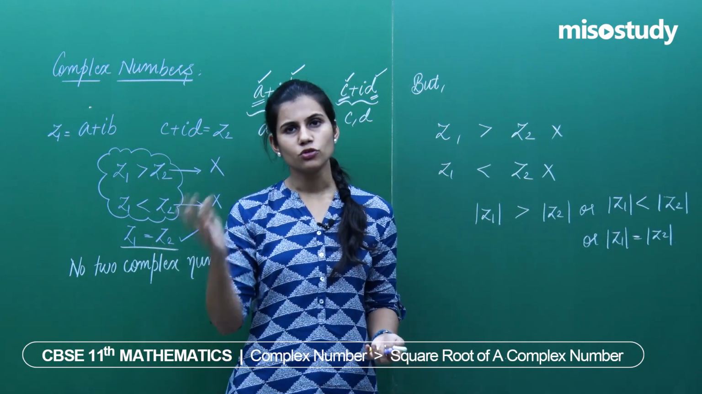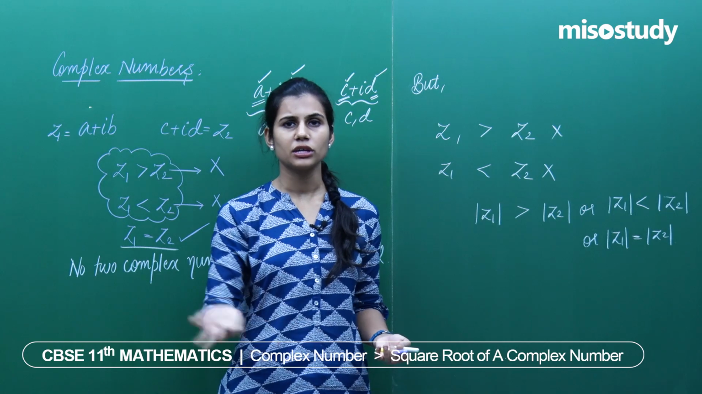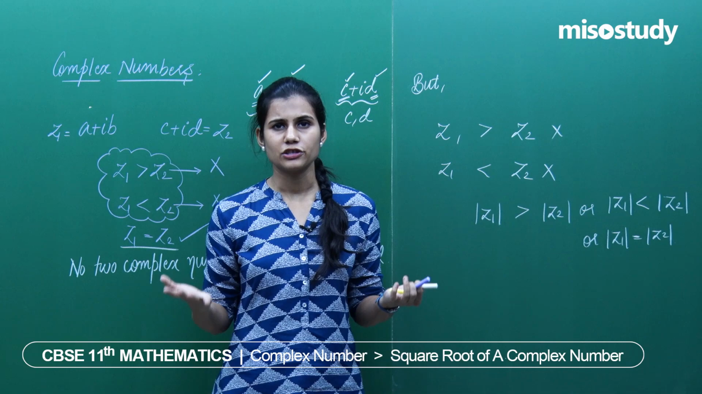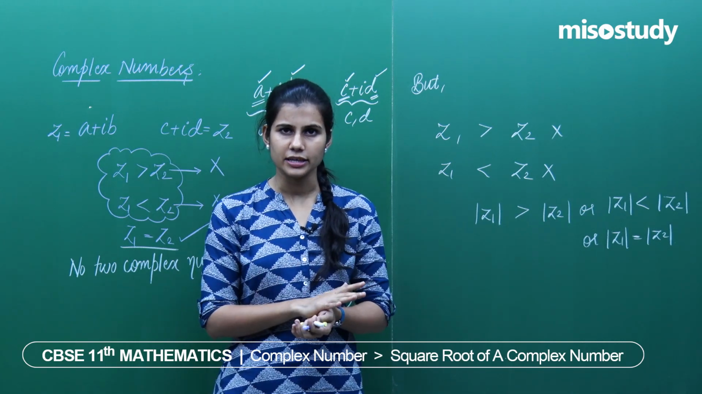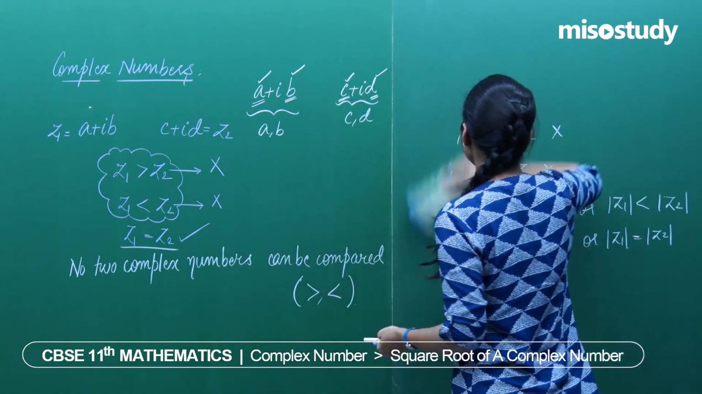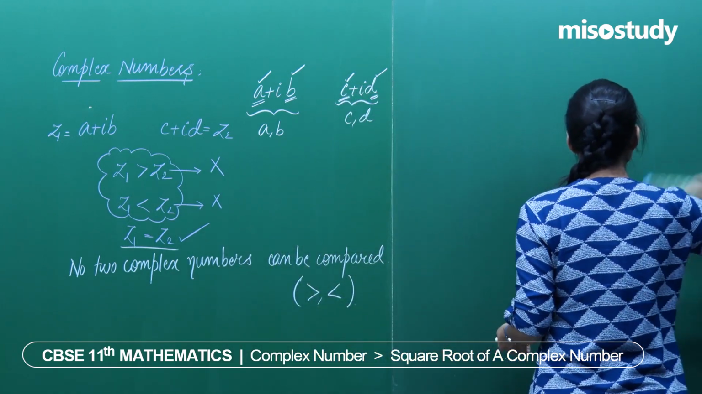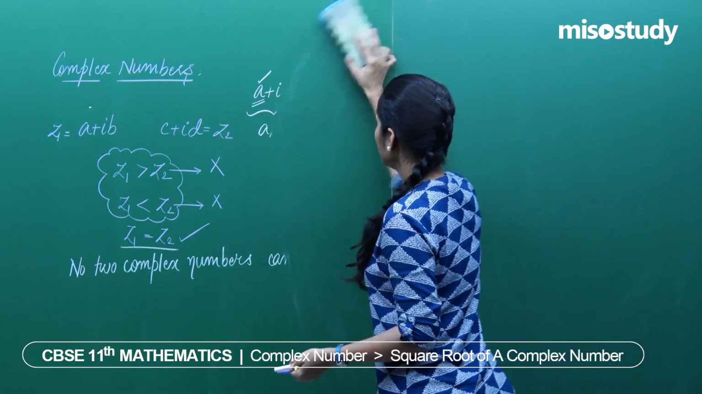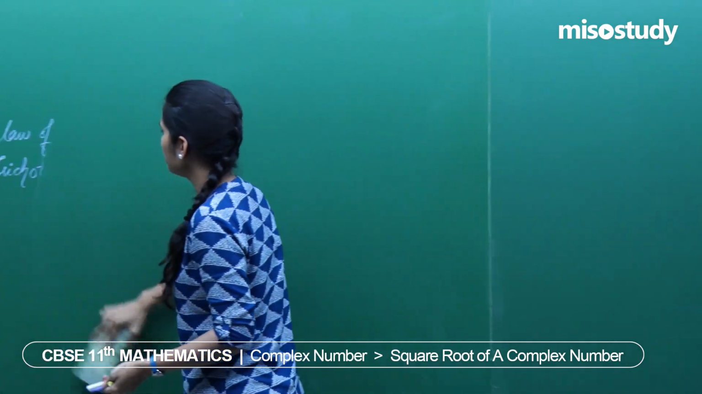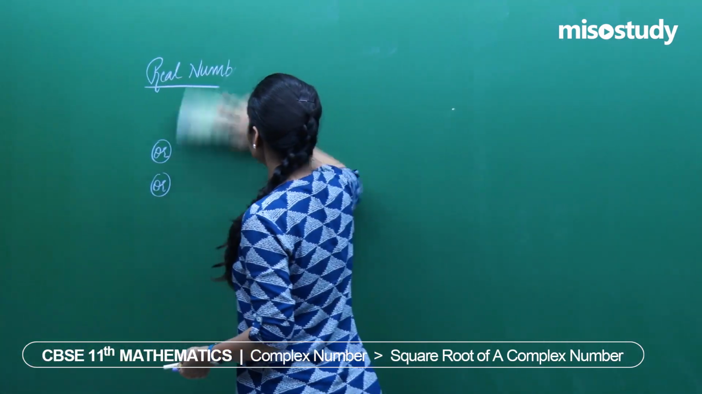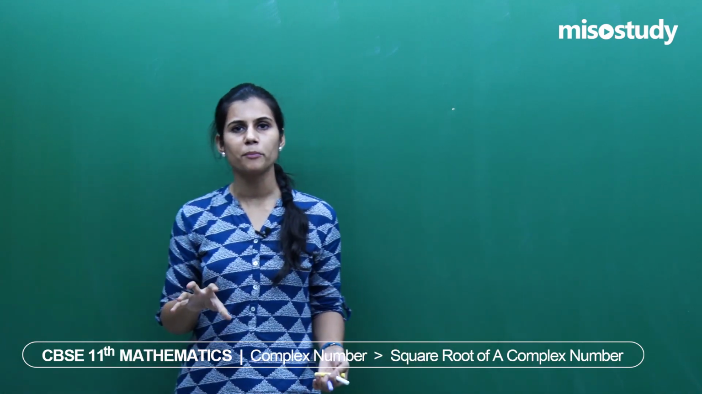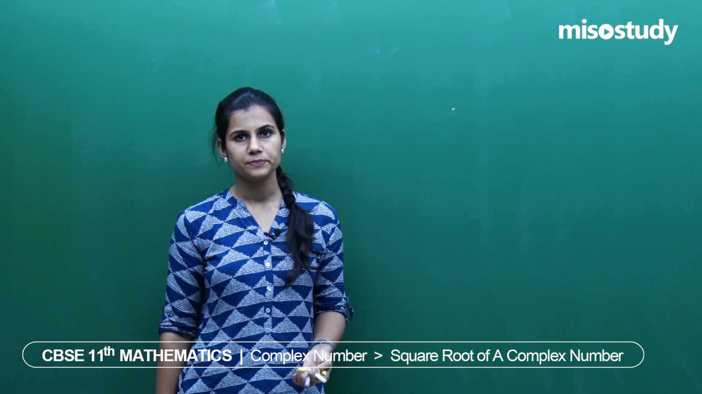There is nothing like 2 plus 3 iota is less than 7 plus 9 iota, or 2 plus 5 iota is greater than, say, 6 plus 4 iota. There is no concept like comparison of two complex numbers in terms of greater than or less than. Is it clear? This is a short note you should always keep in mind, that the moment you move out of the set of real numbers, the moment you start handling numbers which are no more real, the concept of comparison gets lost. So, at the cost of increasing the size of real numbers, and extending it to the set of complex numbers, we actually compromise with the comparison factor.